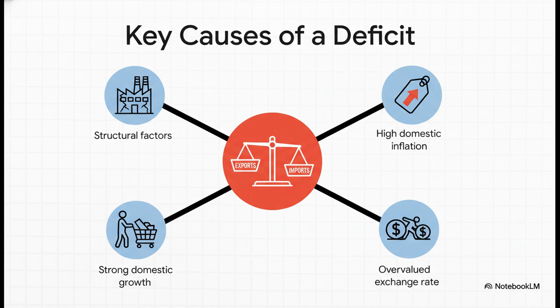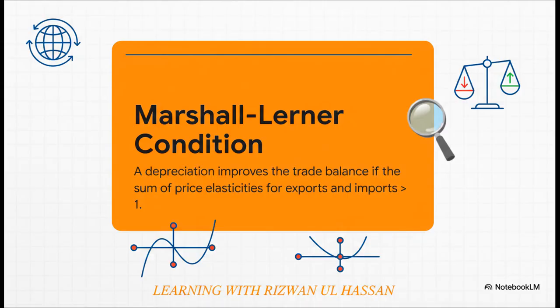People have more money, so they spend more on imported goods. But it can also point to deeper, long-term structural problems, like low productivity or a shrinking manufacturing sector. Now you might think there's an easy fix. Just make your currency cheaper, right? Well, it's not that simple.